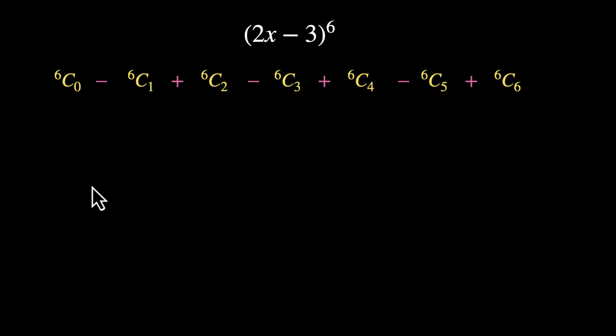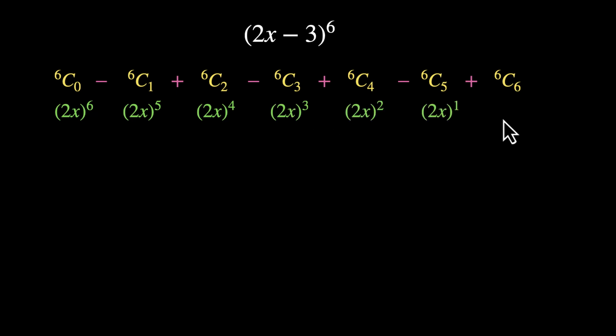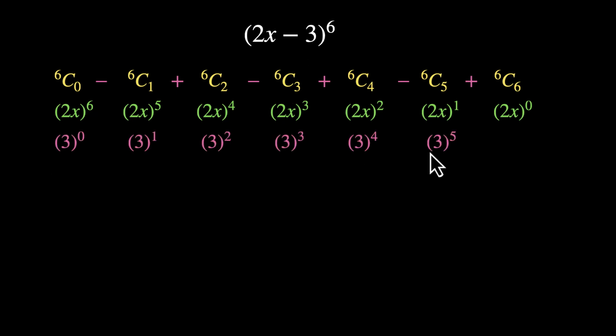Let's look at a's and b's. Our first is 2x. So this is 2x to the power 6, then 2x to the power 5, 4, 3, 2, 1, 0. Don't forget the 0. And then we have 3 to the power 0, 3 to the power 1, 2, 3, 4, 5, and 6. Now let's simplify. Coefficients first. We have 1, 6, 15, 20, and then going down 15, 6, and 1. Don't forget the signs. The first one is positive, then minus, plus, minus, plus, minus, plus.